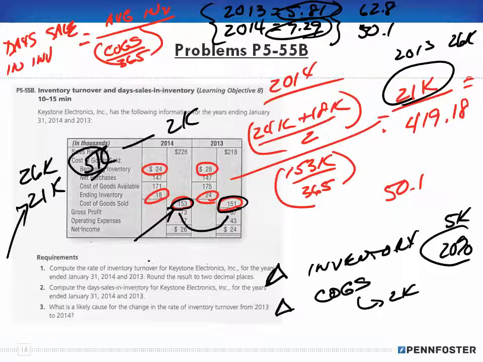The percentage here, when you're looking at your cost of goods sold, is 1%. But when you're looking at the percentage on your inventory, you're talking about 20%, which is a huge difference. So the likely cause of the change in the rate of inventory turnover is because of the difference in the inventory, and not because of the change in the cost of goods sold.